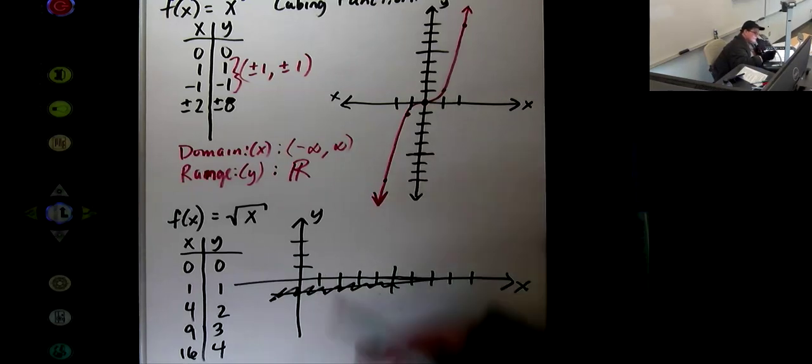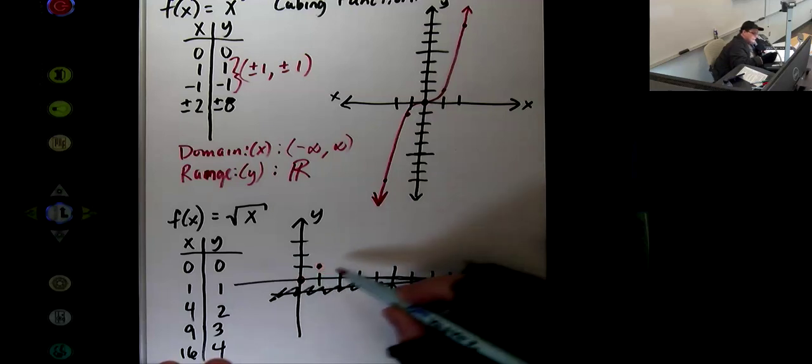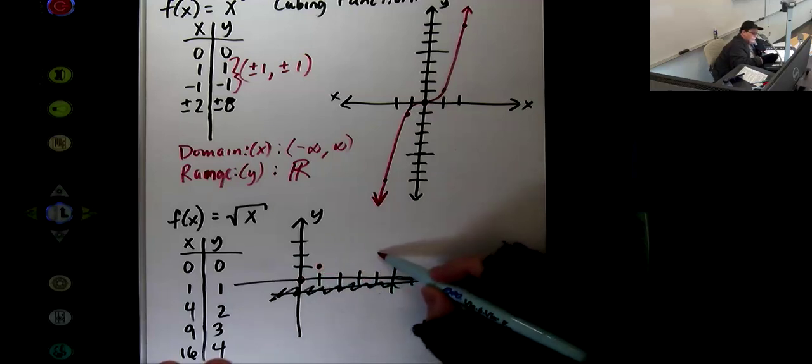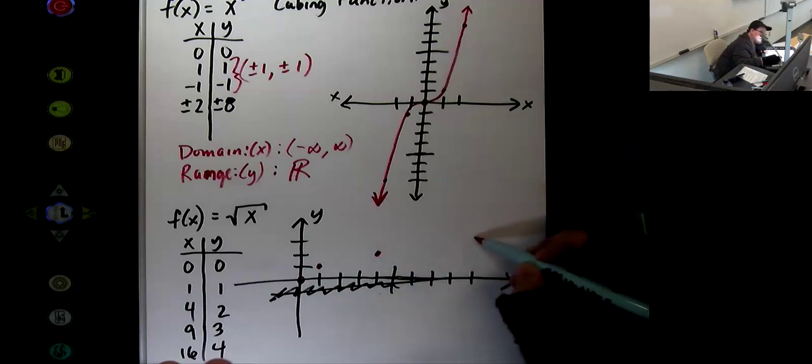So it starts at 0, 0. And we have 1, 1. And then we have 4, 2. And then I have 9, 3.